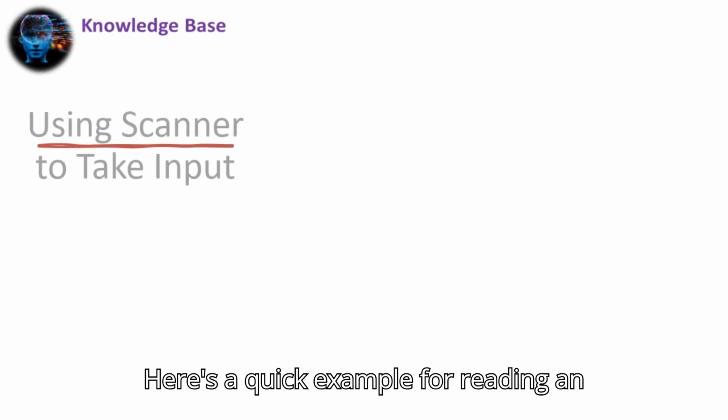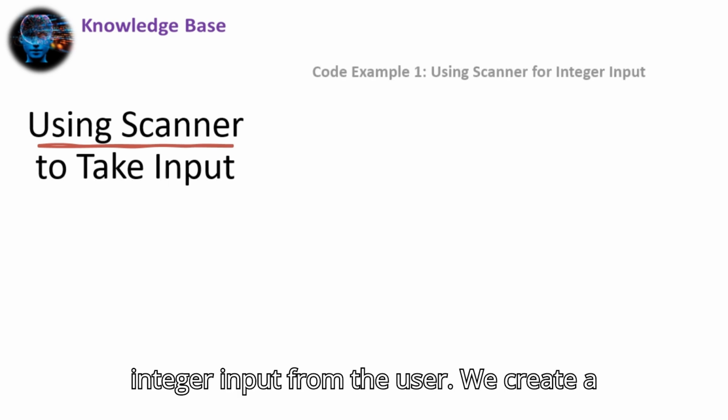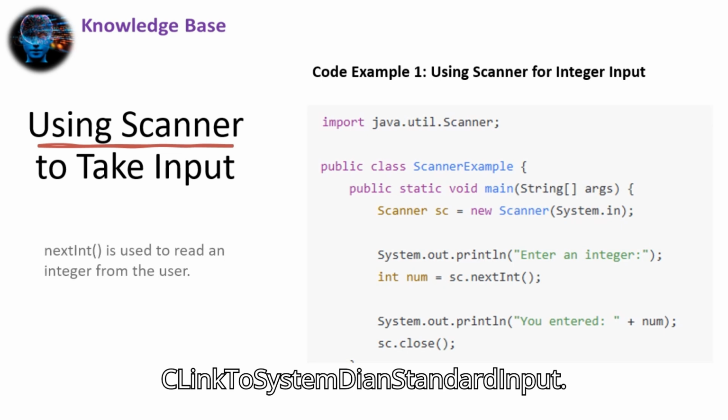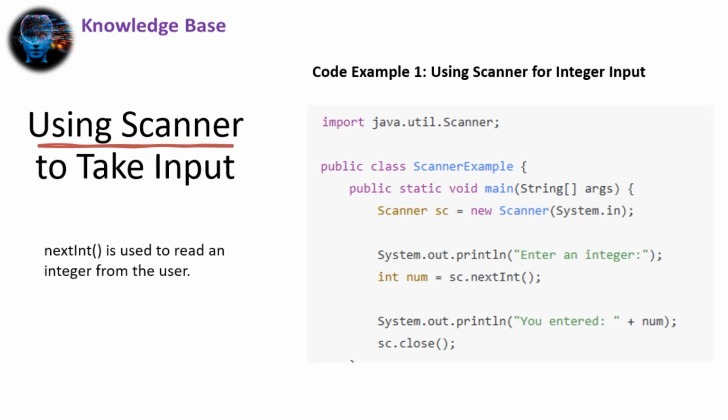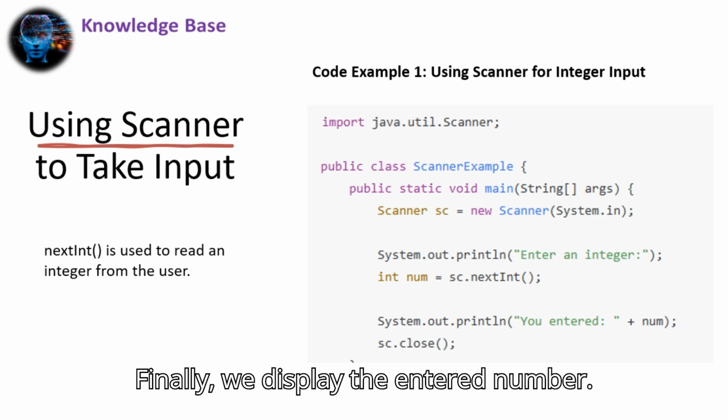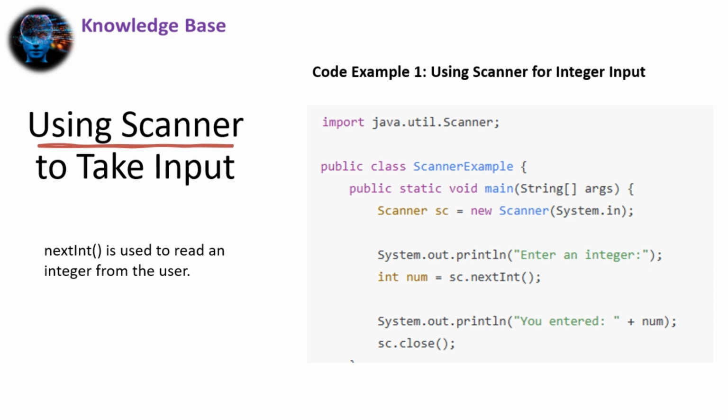Here's a quick example for reading an integer input from the user. We create a Scanner object named sc, linked to System.in, standard input. nextInt is used to read an integer. Finally, we display the entered number.